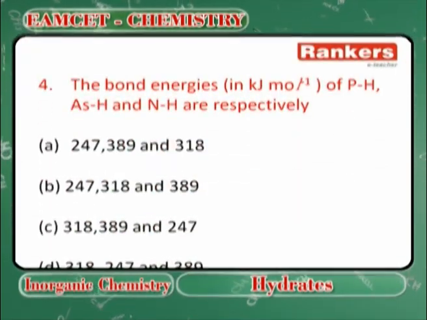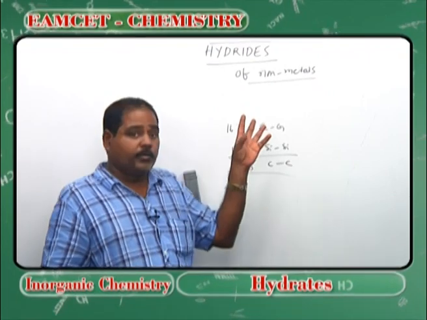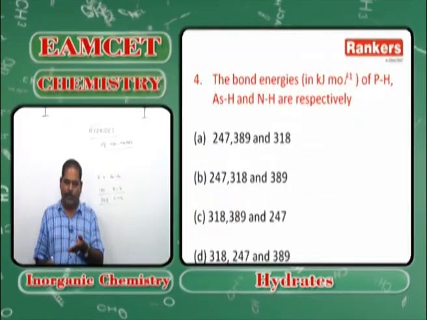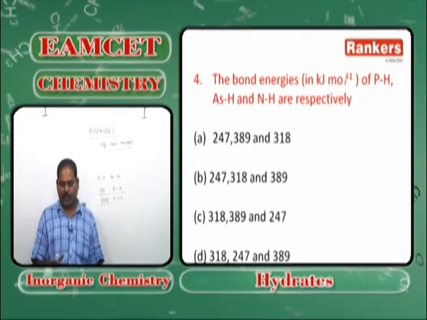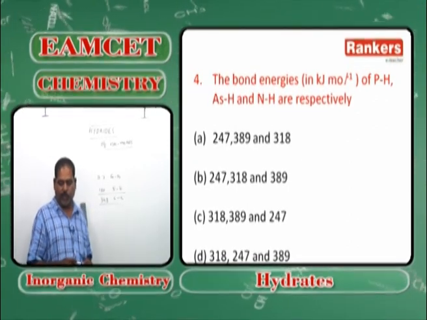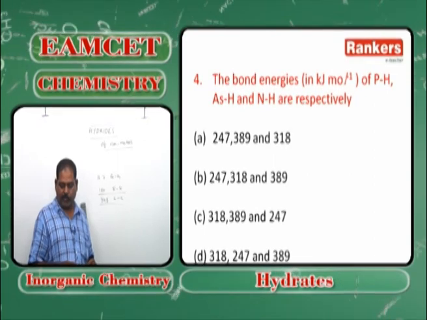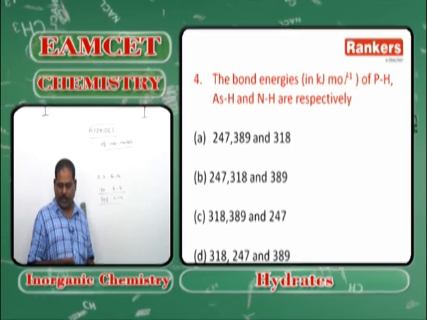Fourth question. Once again the same question: PH3, AsH3, NH3. Small atoms form stronger bonds. That is why I took all the trouble in explaining thermal stability. You must know these are all previous questions. So, N-H bond is the strongest. Wherever 389 is highest, that is N-H.